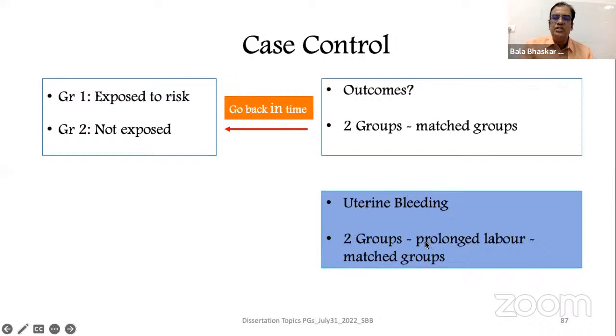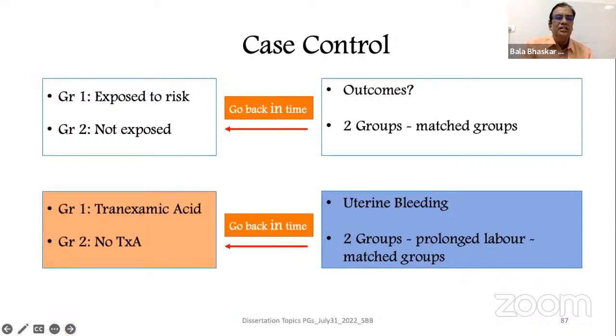So there are two groups. So what you try to do is you go back in time and try to see that there is a group where tranexamic acid has also been administered. This is hypothetical. Please don't take it otherwise. One group of patients have been given tranexamic acid, and another group has been given no tranexamic acid. Okay, and both of them had prolonged labor, but uterine bleeding occurred only in some patients.